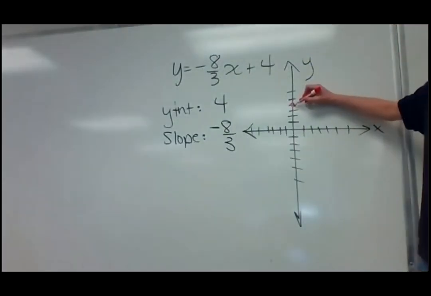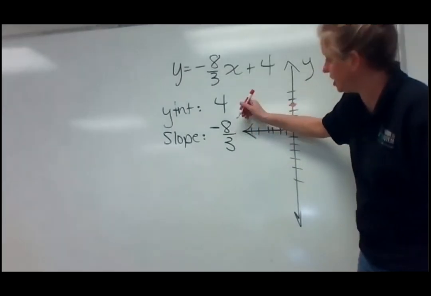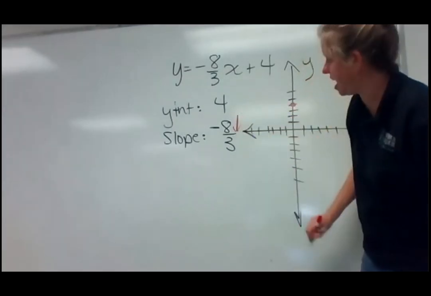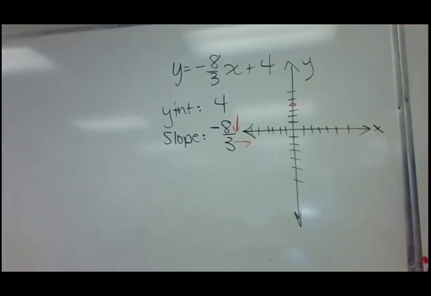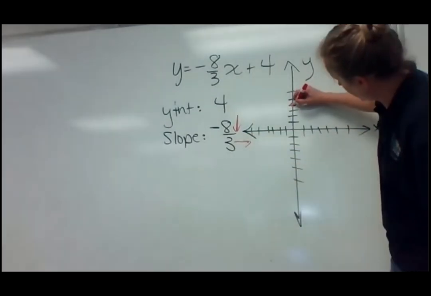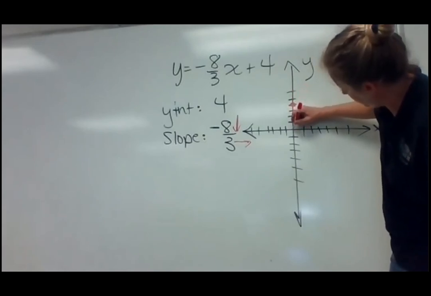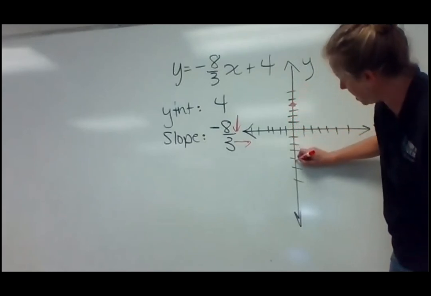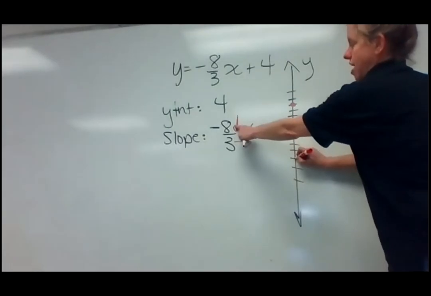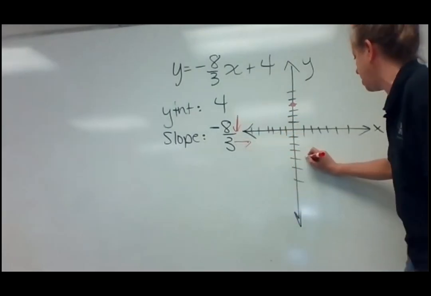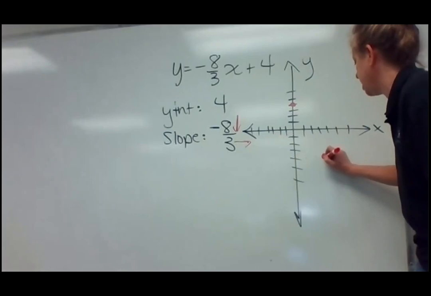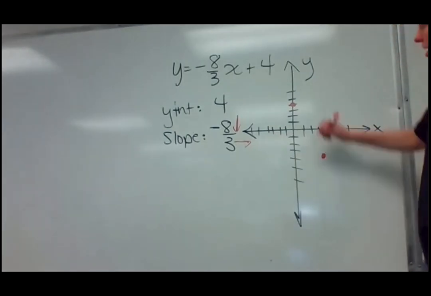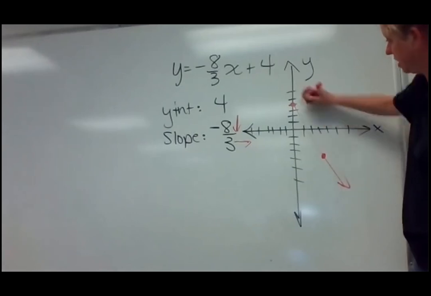So from this point, I need to rise actually down 8, right? Since it's negative, and then I'll run to the right 3. Starting from this red point, I will go down 1, 2, 3, 4, 5, 6, 7, 8. For the rise being down 8, and then to the right 1, 2, 3. For the run being 3, and then there's my second point, which means I can connect them.